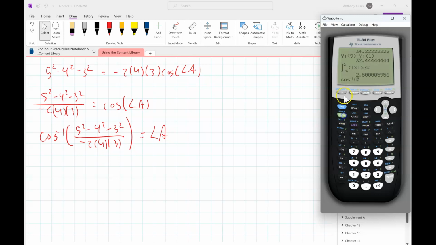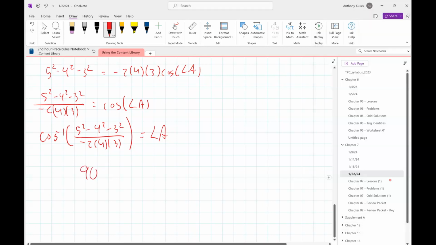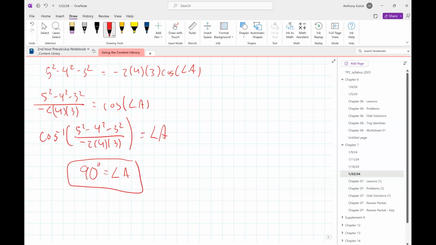So cosine inverse, and I'm going to use that fraction command because this one right here is a nightmare to get into your calculator with parentheses. But if I use that fraction command, I can just type it in exactly like it looks on my sheet of paper, and boy, that makes life a lot easier. So that's 90 degrees. Oh, look at that, Mr. Kulek. It's like you planned it or something. So in this special case, what else could you do if you notice that this is 90 degrees? You could SOHCAHTOA it from here.